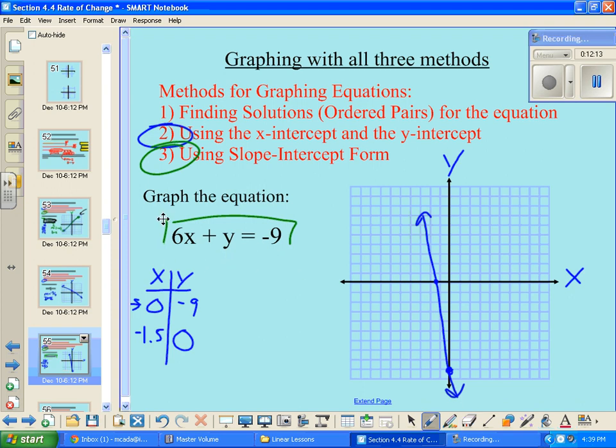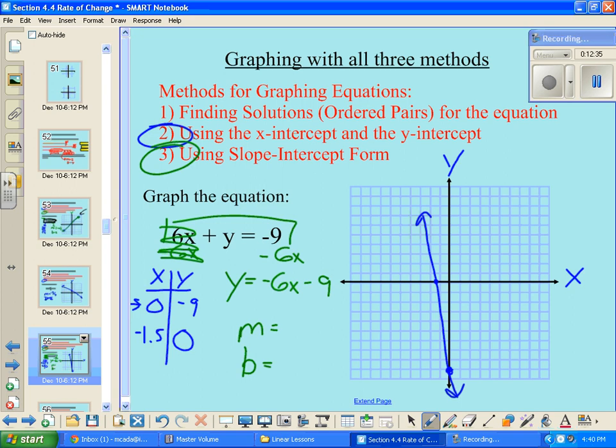Well, to get y by itself, I'd have to subtract 6x from both sides. That would eliminate it on the left side. And so now all I have left is y equals, which is what I want on the left side. On the right side, I'd have -6x, and then -9. We'll just arrange it like that. Now the equation is in slope-intercept form.